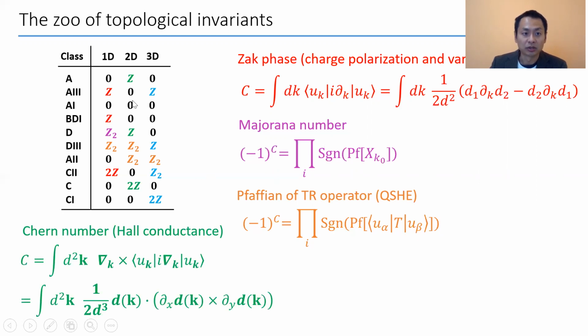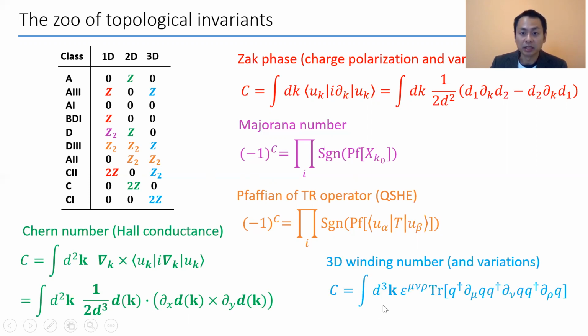And also showing in red are these Chern numbers, where you calculate it from the so-called Berry curvature, which actually in 2D will take this cyclic derivative form of the D vector again. And then finally, in 3D, you have the so-called 3D winding number, which you basically flatten your Hamiltonian and then calculate it in this manner. So you see that there's a big zoo of them, and all of them correspond to different physical quantities.